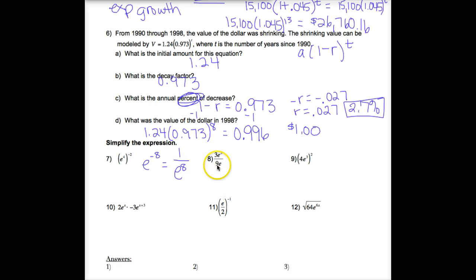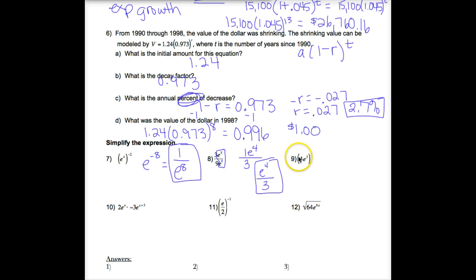Here, I have coefficients and e's. Deal with them separately. If I just had 3 over 9, I would reduce that to 1 over 3. So do that first, then look at my e's. My e's, the rule with division of powers is to subtract the exponents. When nothing is written, it's understood to be a 1. So I subtract 5 minus 1 is 4. So 1 e to the 4th over 3. In my final answer, I take away that unnecessary 1. So e to the 4th over 3.